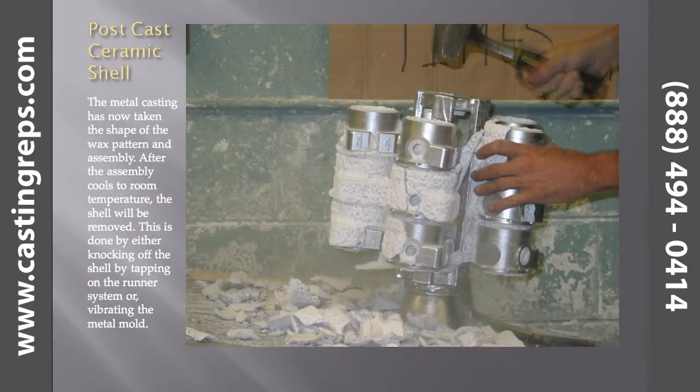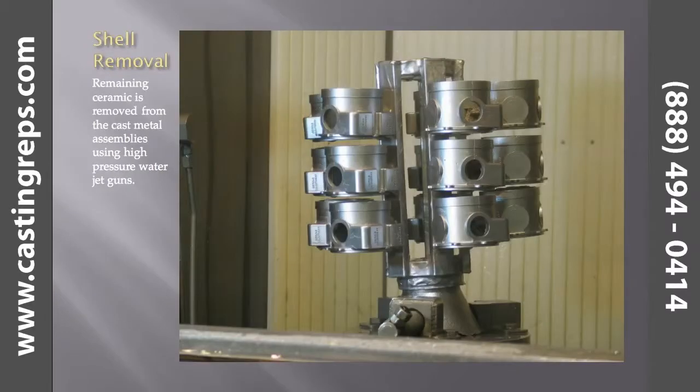Post-cast ceramic shell. The metal casting has now taken the shape of the wax pattern and assembly. After the assembly cools to room temperature, the shell will be removed. This is done by either knocking off the shell by tapping on the runner system or vibrating the metal mold. Shell removal. Remaining ceramic is removed from the cast metal assemblies using high-pressure water jet guns.